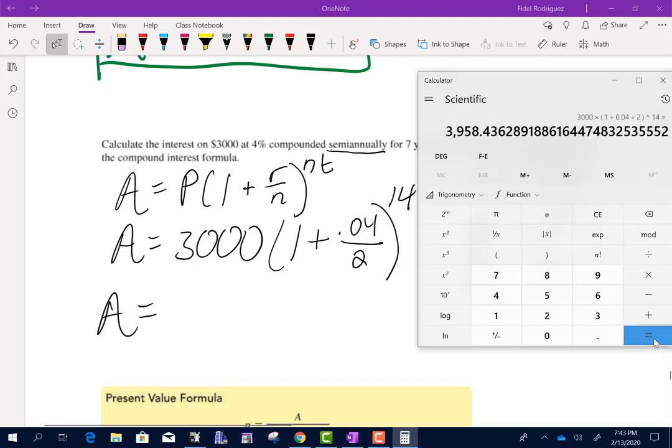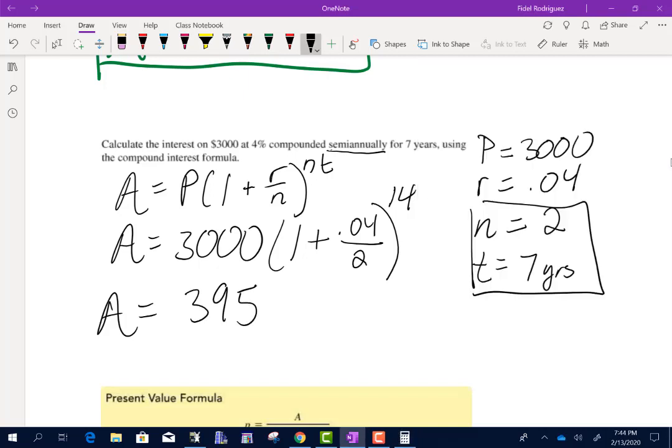And now when I hit equals, here we go. So we got $3,958, and if we're going to round to the nearest penny, that means 2 decimal places. That should be 44 cents, because to the right of my 3 is a 6, so I'm going to round that 4 up. So 3958.44, okay?